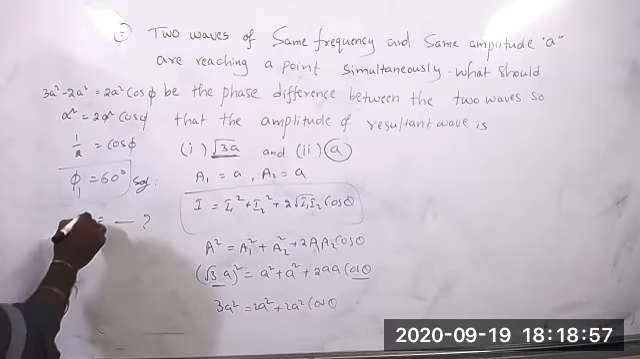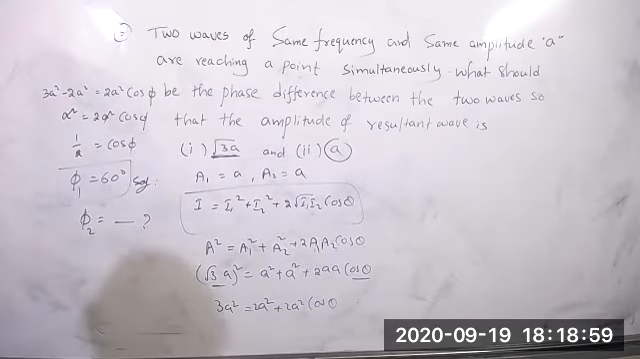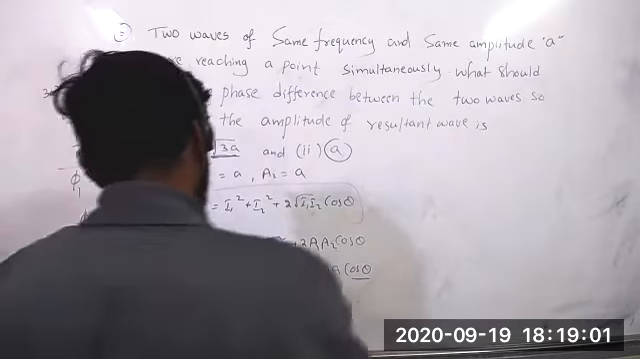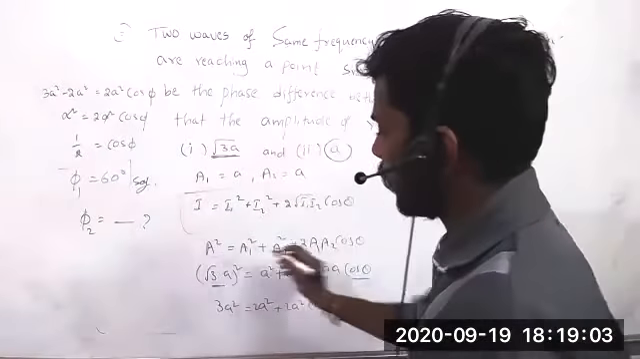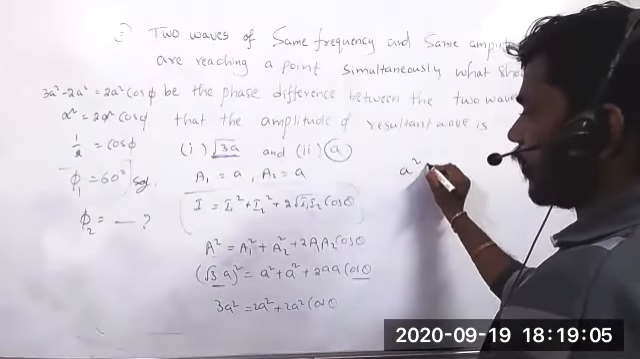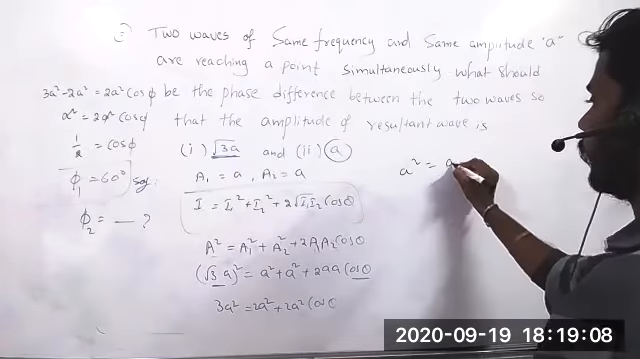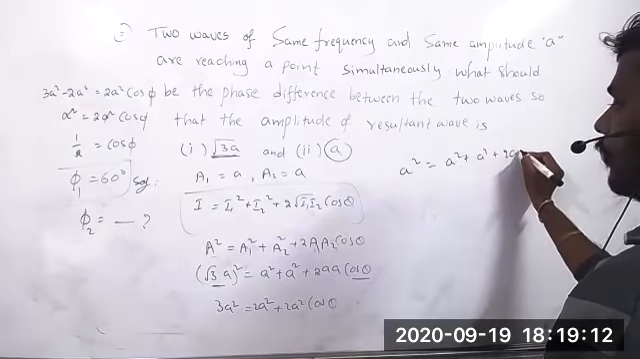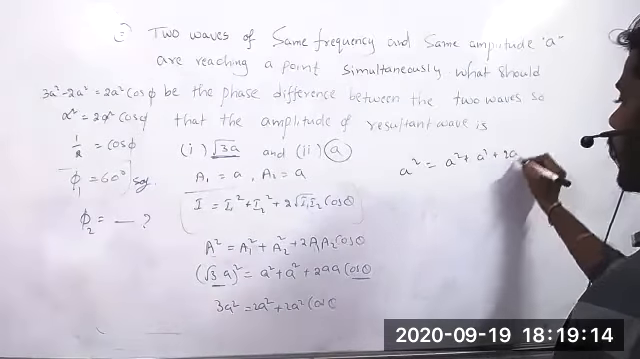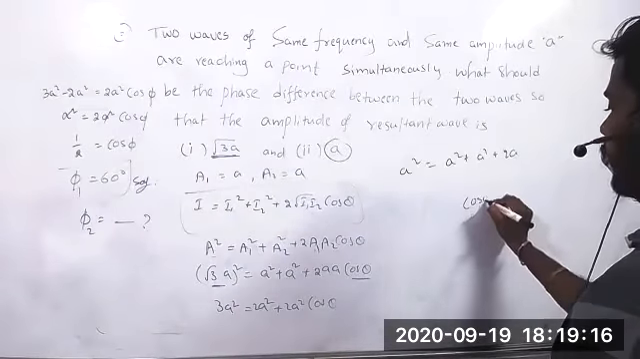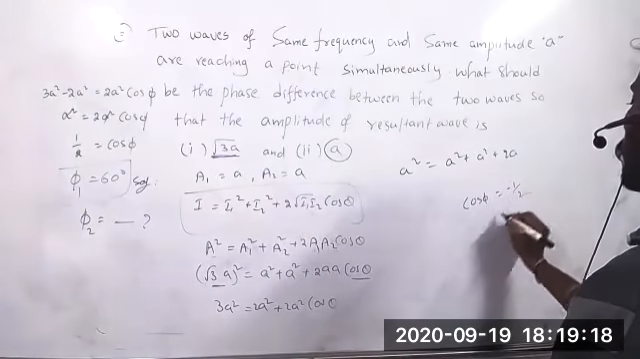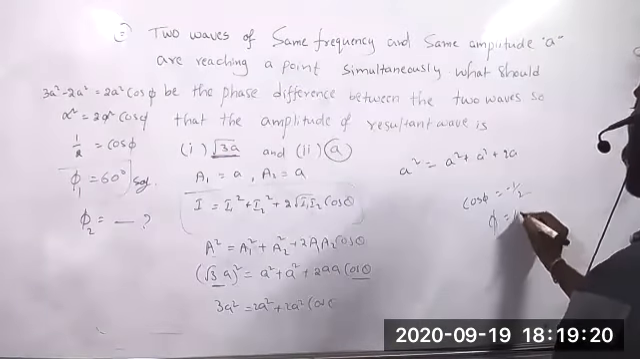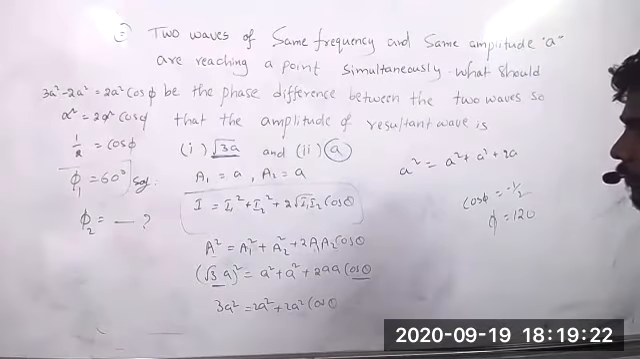Solve the next one. Tell me the answer. How much are you getting? Substitute root a here: a square plus a square equal to a square plus a square. Is it 120 degrees? How much are you getting? Minus 1 by 2. Minus 1 by 2. So phi equal to 120. Correct, minus 1 by 2, it is correct.